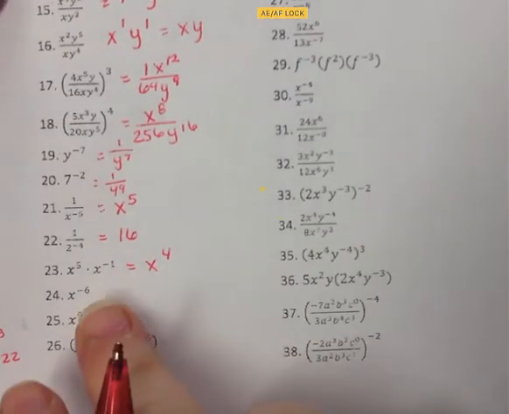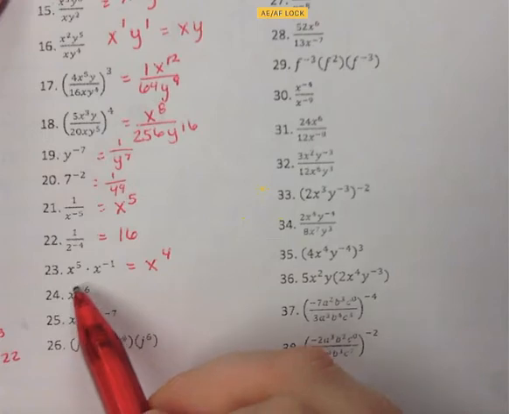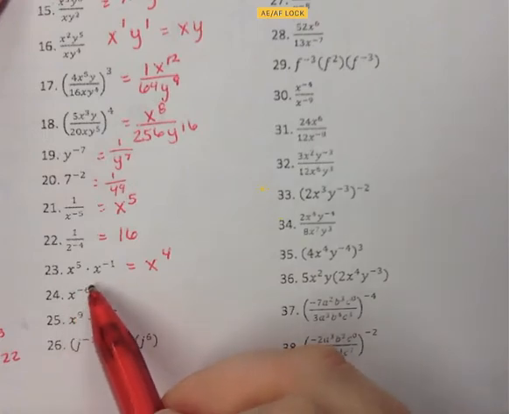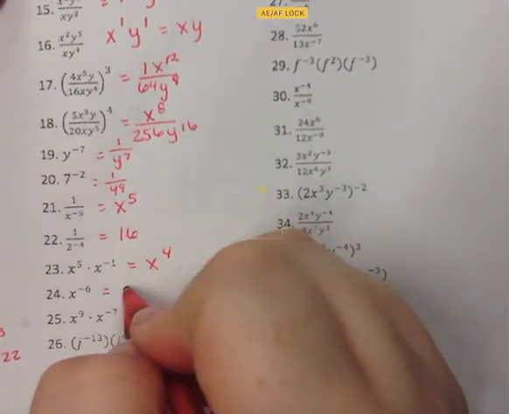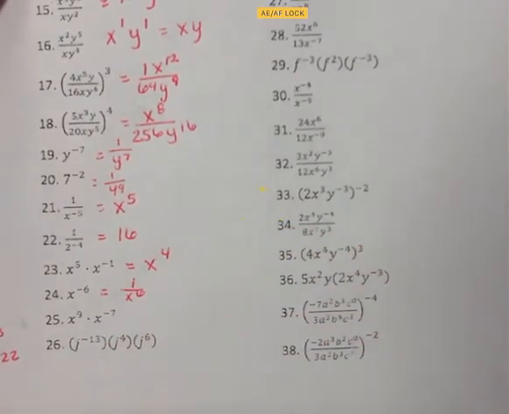On number 24, x raised to the negative 6, that negative 6 is attached to that x. So all of that has to go to the denominator. What's left in the numerator is a 1. It becomes 1 over x to the positive 6.